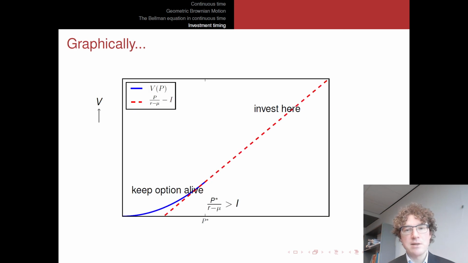So here's a picture again. On the right hand side, here's P again, here's this threshold P star, and here's P bigger than P star. Here the value of this option is just the NPV. So this dashed line, P divided by r minus mu minus I. That's the dashed red line. On the left hand side, this NPV goes nicely to 0. So the traditional NPV analysis would say, well, as long as P is above this point, you should invest, because then we have a positive NPV project.